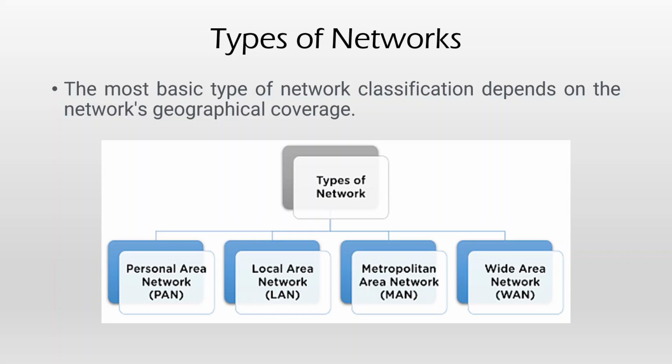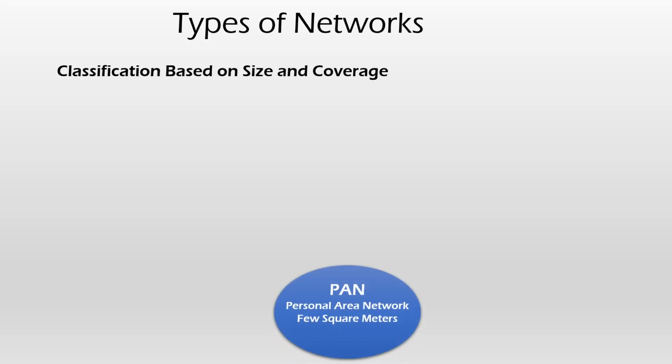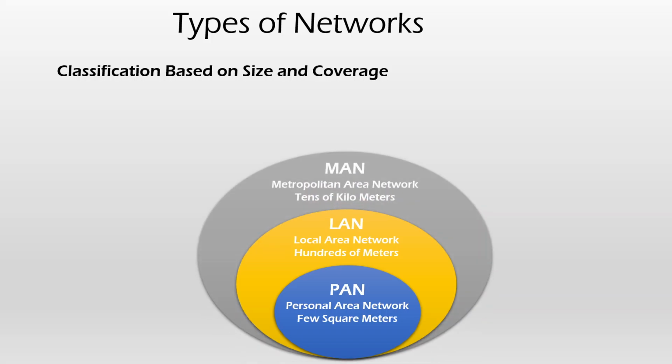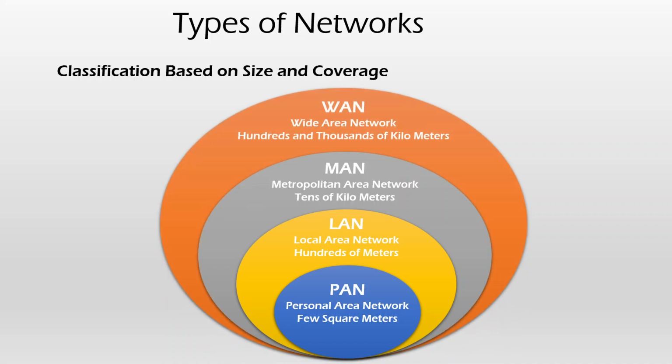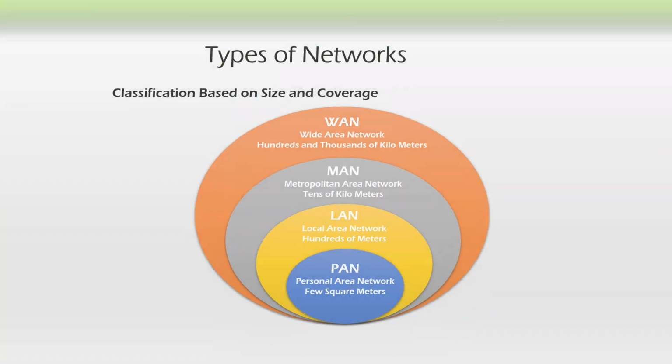So based on its geographical coverage, the networks are classified as personal area network PAN, local area network LAN, metropolitan area network MAN, and wide area network WAN. So it is based on its size and coverage. PAN covers a few square meters, so that network is called personal area network. If the network covers up to hundreds of meters, that is called LAN. If the network covers up to a few tens of kilometers, that network is considered a metropolitan area network. And the network which covers beyond that comes under wide area network.